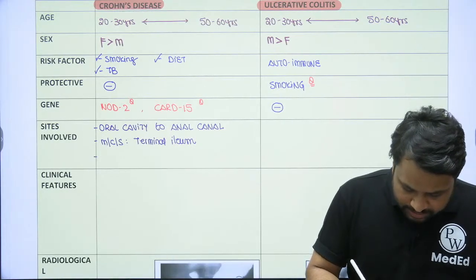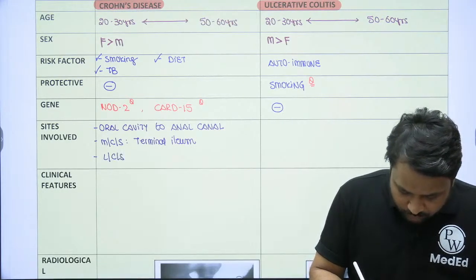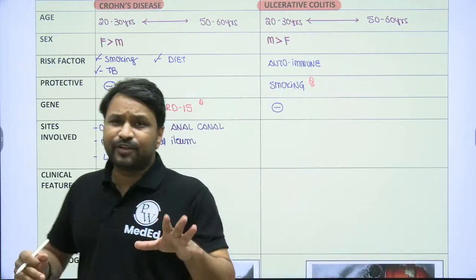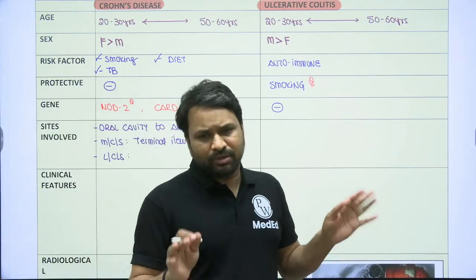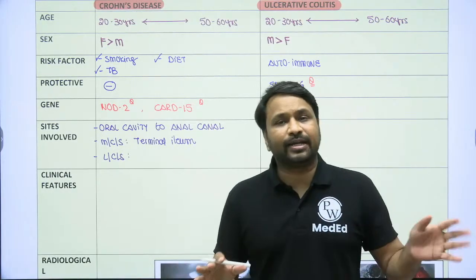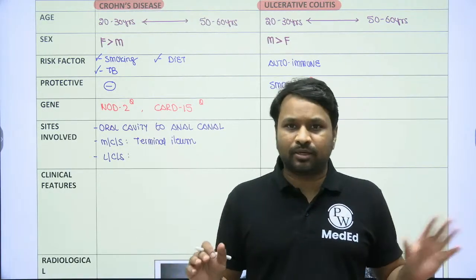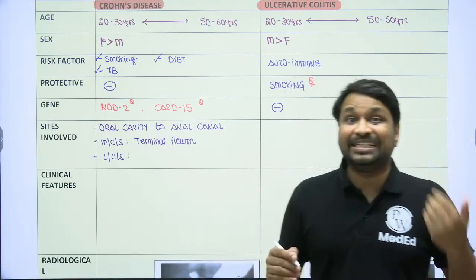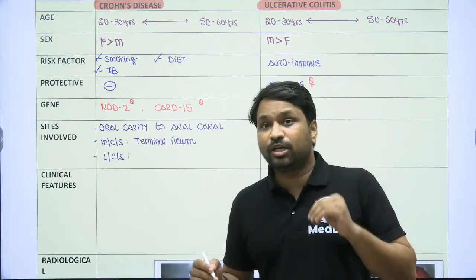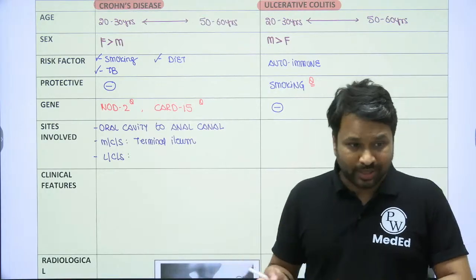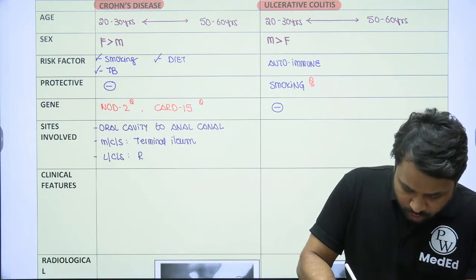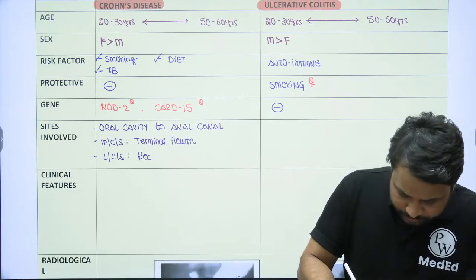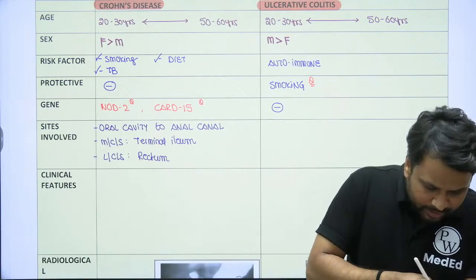Now, what is the least common site of involvement of Crohn's? In fact, earlier we used to say rectum is never involved, but now we say rectum can be involved. Rectal sparing is not a hallmark any longer for Crohn's disease. If you're looking for an update, remember rectum can be involved. Yes, the incidence of involvement of rectum in Crohn's disease is much lower. So I can say the least common site of involvement of Crohn's disease is going to be rectum.